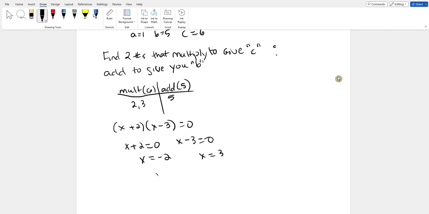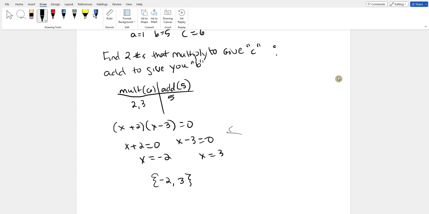When you type it in MyMathLab, you would type it like this. If you write x is equal to negative 2 and x is equal to negative 3, it's going to mark it wrong. So you're just going to write it like this, the two numbers.